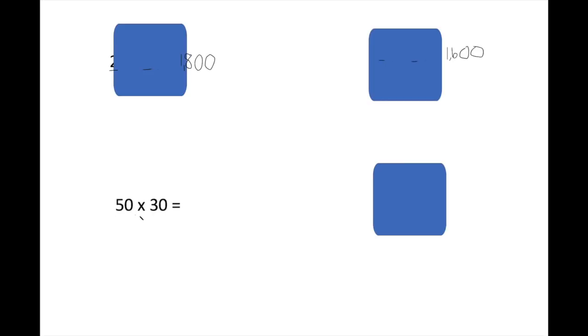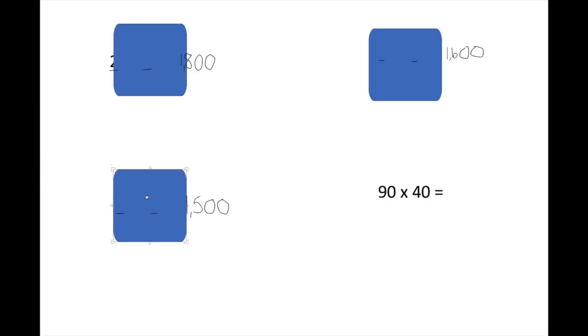All right, our next problem that I would like for you to write on your board and solve is 50 times 30. Go ahead and pause this video and solve. All right, so now that you have solved 50 times 30, let's go ahead and see what our answers are. So our basic fact problem is 5 times 3. 5 times 3 equals 15. So the first thing we do is we write down the answer to our basic fact problem. Then we count how many zeros we have in our problem. In this case, we have 2 zeros. So we're going to put 2 zeros on our answer. And the answer to 50 times 30 equals 1,500.